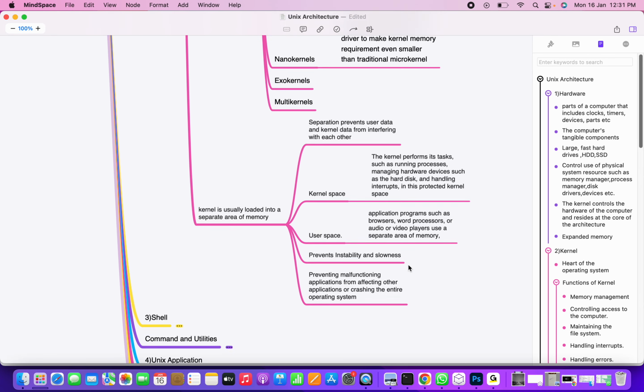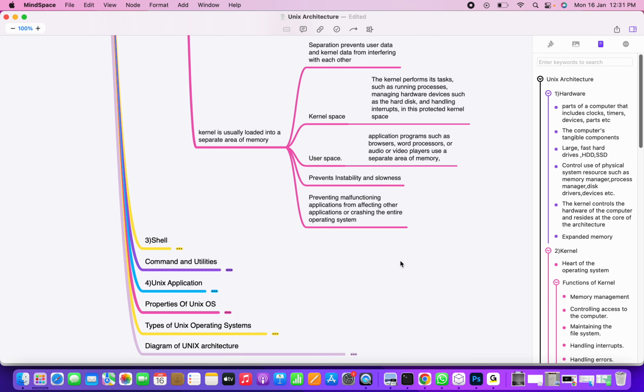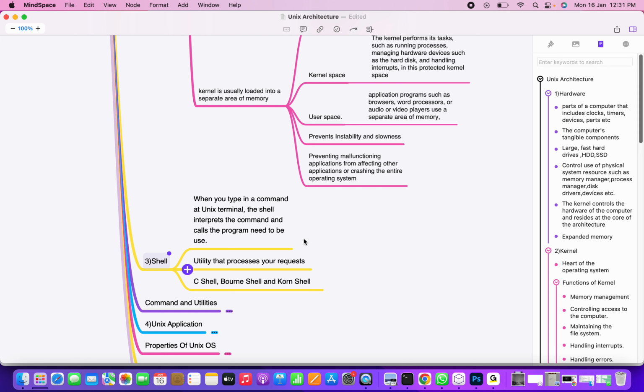The next point, the third point we have, is the shell. This is very important. When you type any command in a Unix terminal, you can connect to the operating system with the help of PuTTY. You can install Unix, Mac OS, or any Unix flavor like Linux, Ubuntu or Fedora on your VM, and then you can have a terminal where you are going to interact with the OS.